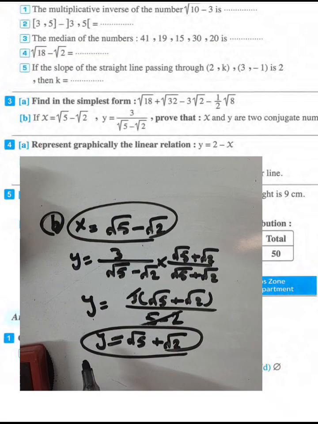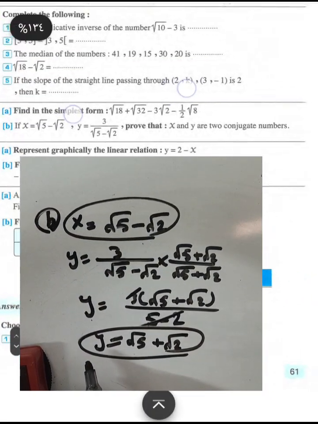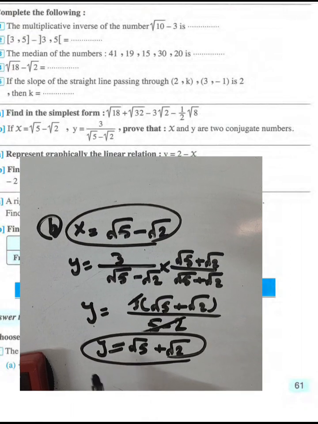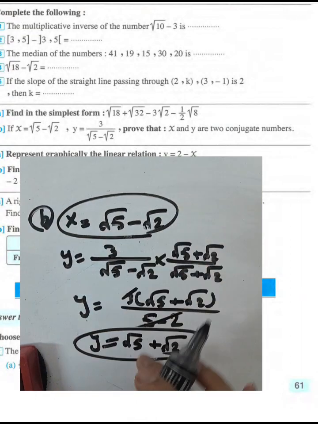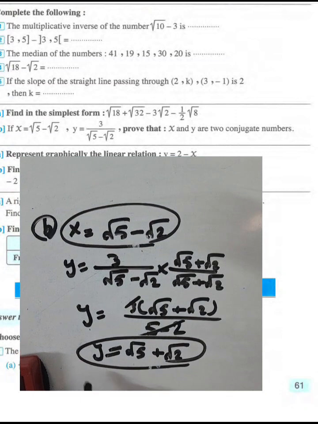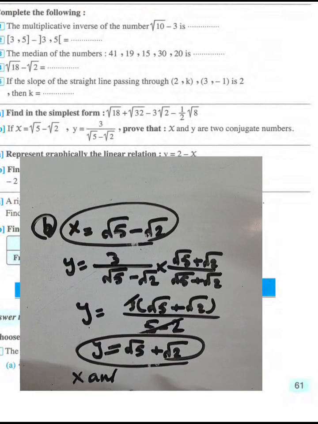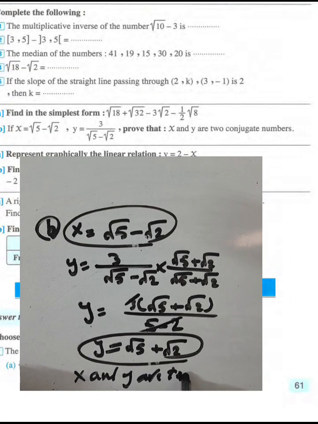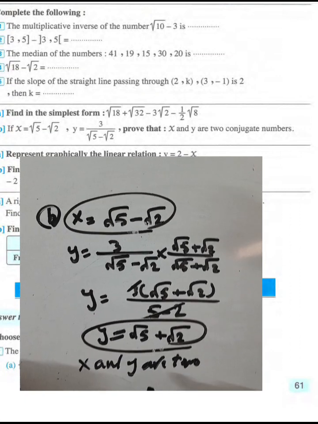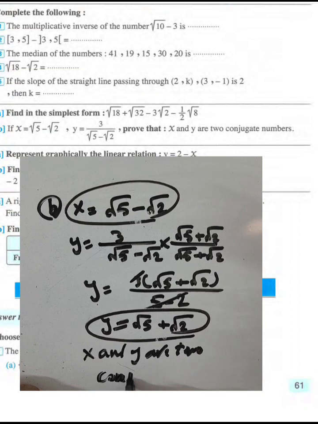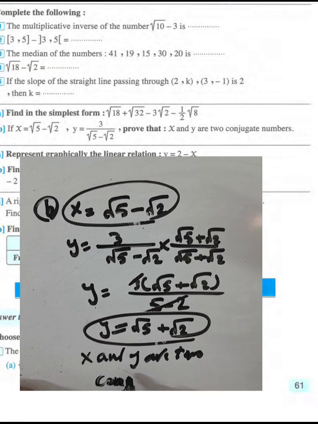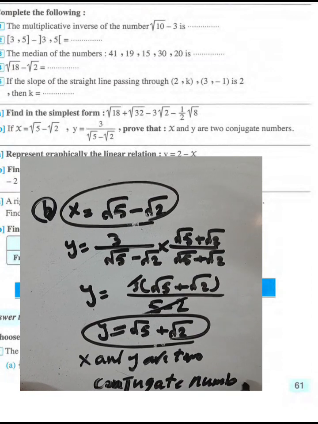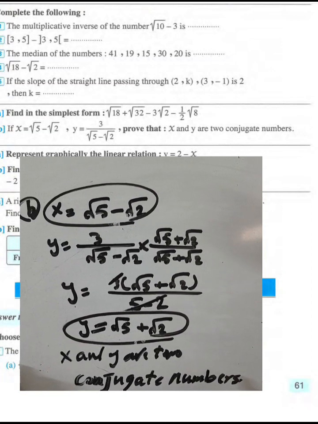And then you want to find... okay, I finished it, because x and y are two conjugate numbers, because the sign here is inverse. Then x and y are two conjugate numbers. Okay, understood?